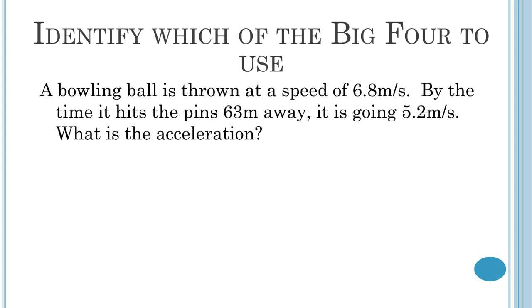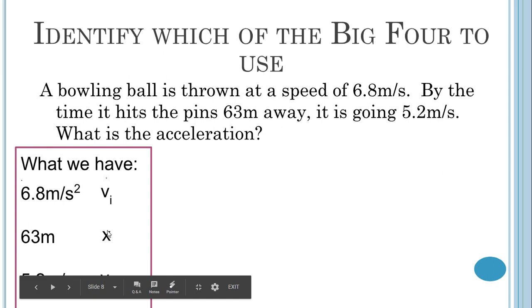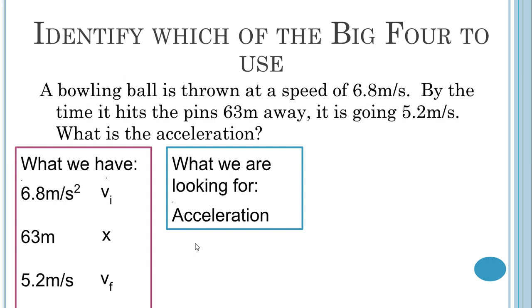A bowling ball is thrown at a speed of 6.8 meters per second. By the time it hits the pin 63 meters away, it is going 5.2 meters per second. What is the acceleration? So we have 6.8 meters per second, 63 meters, 5.2 meters per second. We have an initial velocity, a distance, and a final velocity. What are we looking for? We're looking for acceleration. The equation we use? Number 4, the one with no t. That was just practice on how to identify which equation to use, and if you can figure out which equation you're using, that is half the battle.